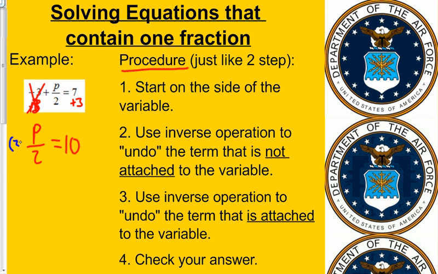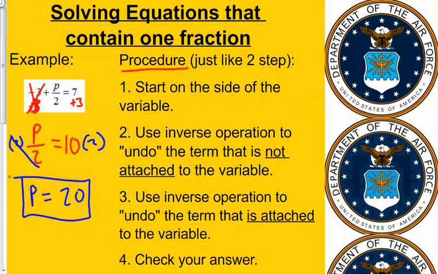So I'm going to multiply by 2, which is the same as multiplying by 2 over 1. And that cancels this out to leave just the p. And then you multiply by 2 on the right side. And you're left with 10 times 2, which is 20. So p equals 20 in this case.